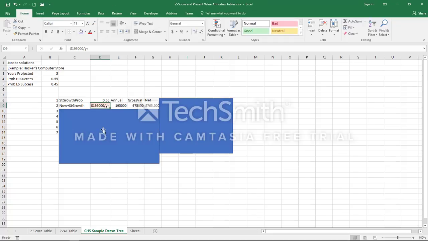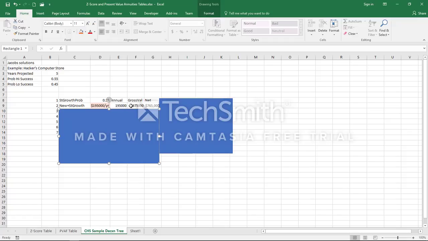So to break down the narrative, in the case of a new site and in strong growth, we're told that that situation will end up with a return of $195,000 a year. And here I have it in text format, and in here I have it in numeric format. Okay, so this is a number we can multiply with. This is just text, it doesn't know that that's a number.